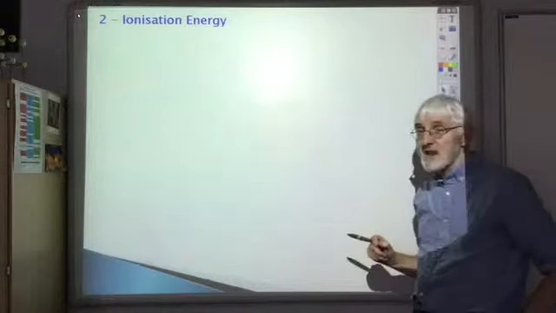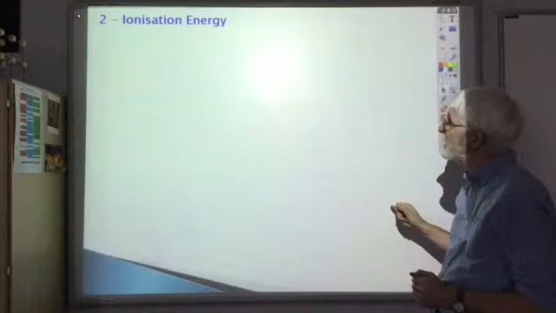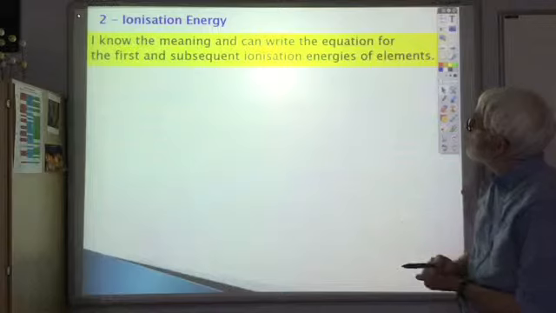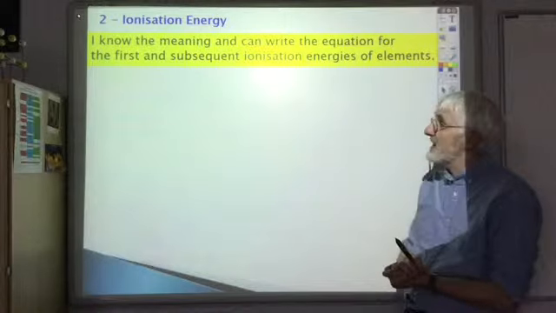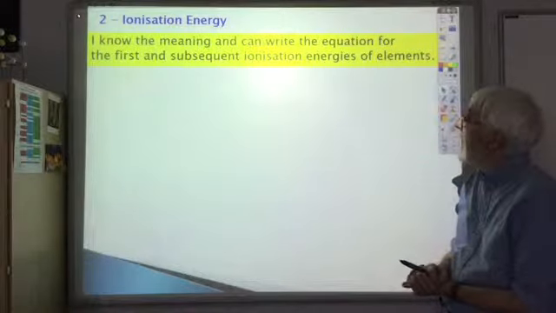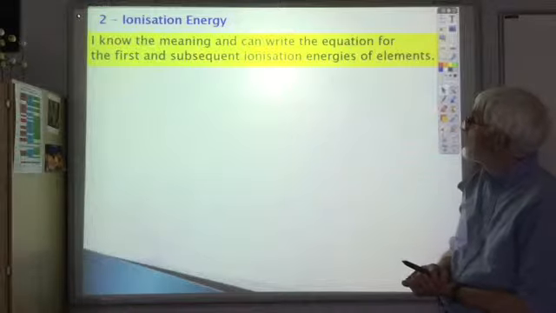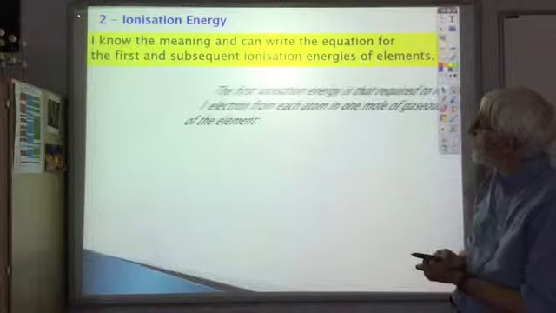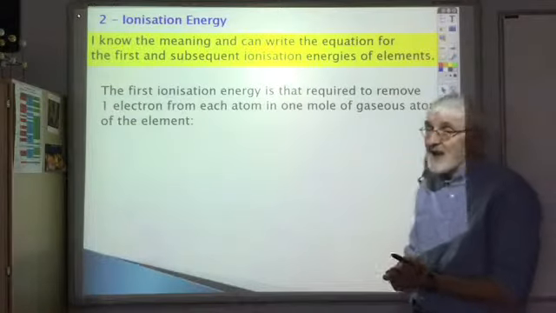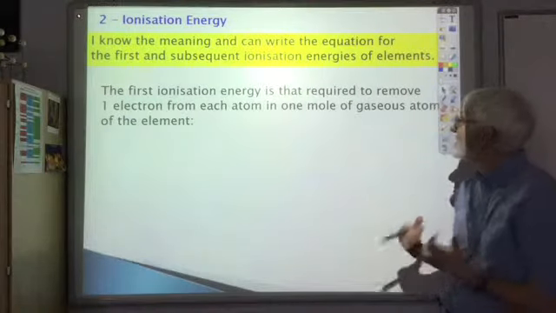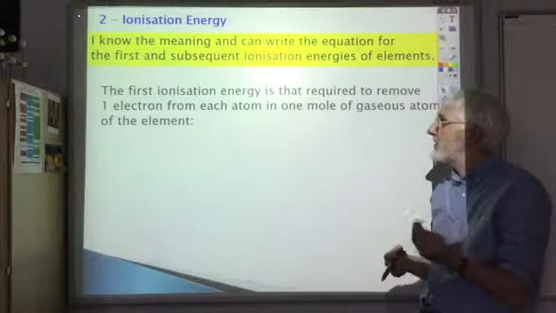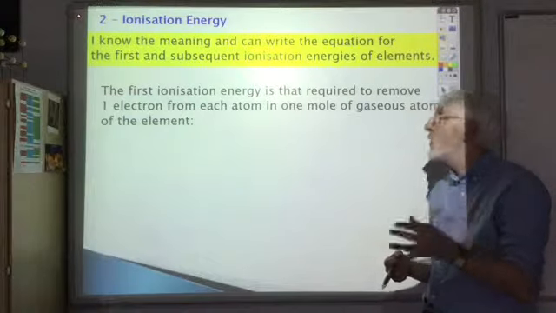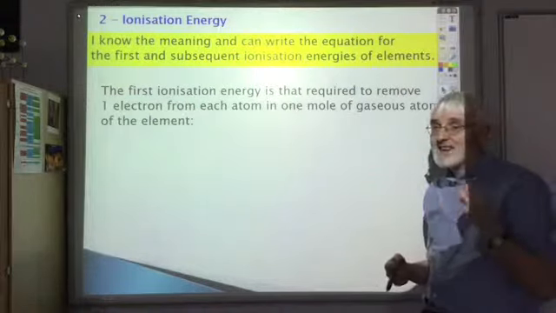Okay, moving on to our second property, ionisation energy. So the first thing we should do is know the meaning of ionisation energy and be able to write the equation for the first and subsequent ionisation energies of elements. So the first ionisation energy is the energy required to remove 1 electron from each atom in 1 mole of the element in the gaseous state.